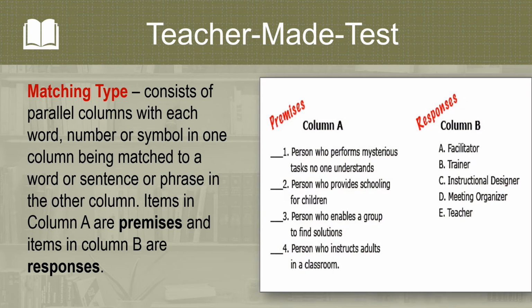So if we're going to look at this example, we have column A and column B. Take note, column A refers to your premises and column B refers to your responses. Don't get confused. Again, this is column A, the premises, and column B refers to your responses. I hope we are clear with premises and responses, right? Meaning to say column A, these are the questions, and then column B, these are the options. Premises are located at column A, and then responses are located at column B.